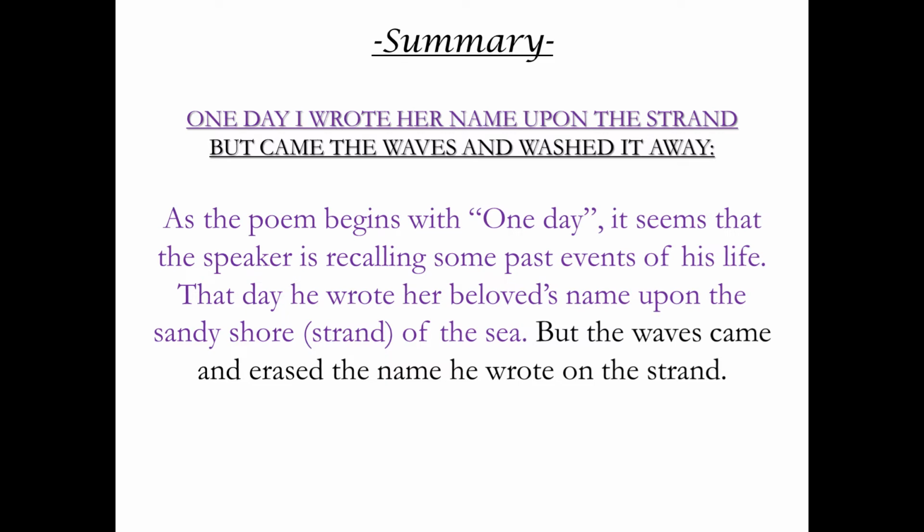Now let us summarize the poem as well. So the first two lines say, one day I wrote her name upon the strand. Here, one day means that the speaker is recalling some past events of his life, some days of his past when he went to the beach, the seashore, with his beloved Elizabeth Boyle. And that day he was trying to write Elizabeth's name on the sandy shore, which is the strand of the sea. But the waves came and washed her name away.